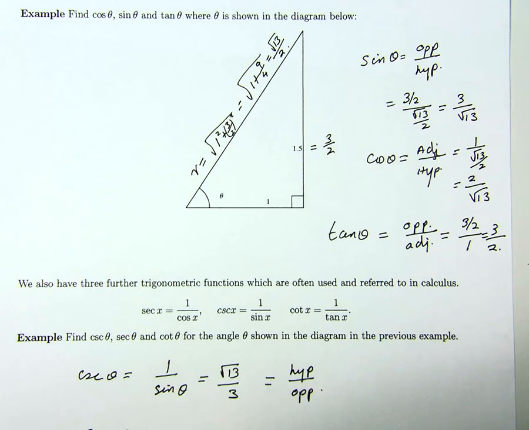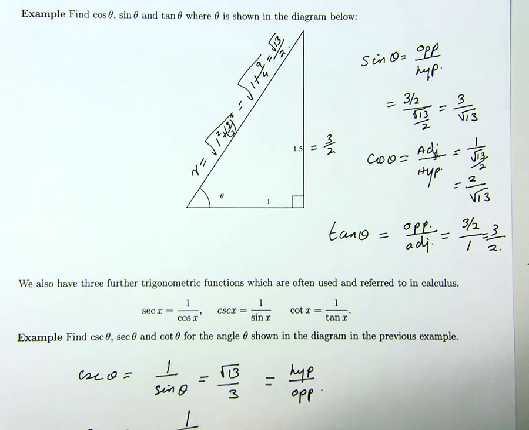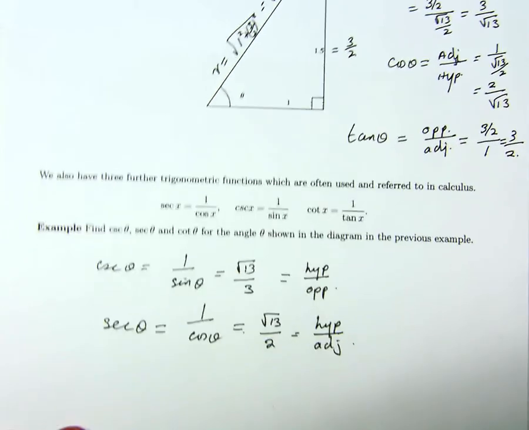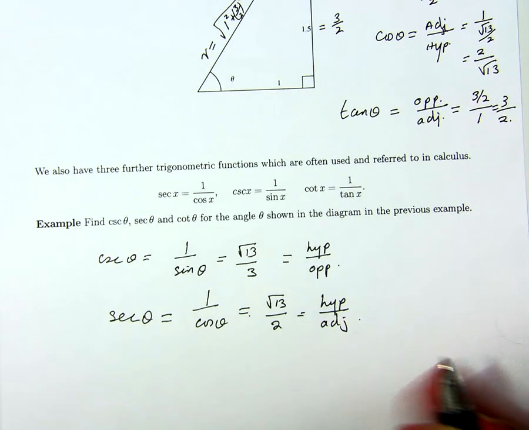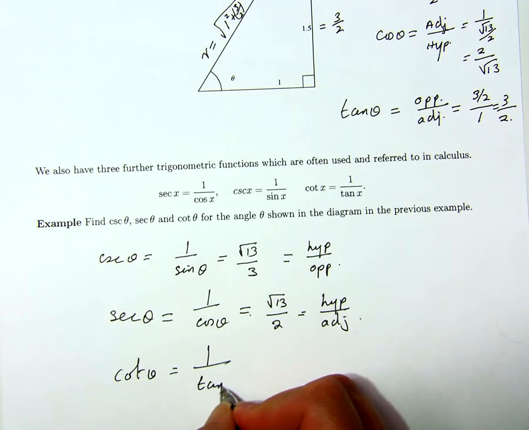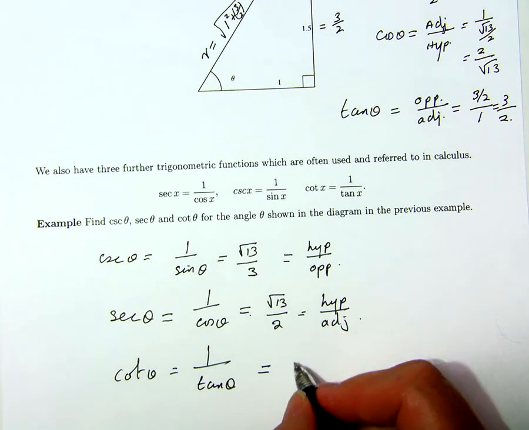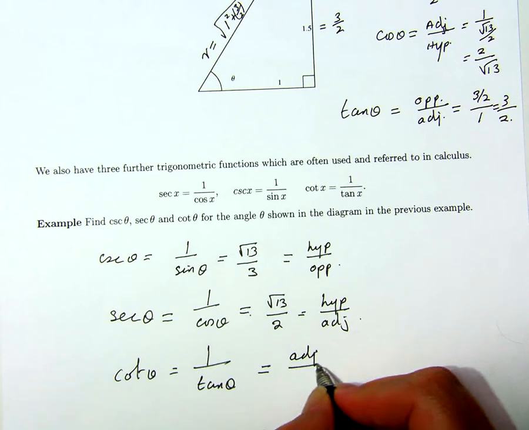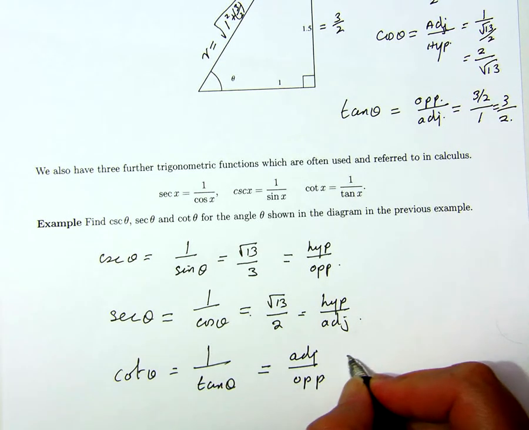Secant of theta is 1 over cosine of theta, and we had cosine of theta here is 2 over the square root of 13, so that's the square root of 13 over 2, and that's the hypotenuse over the adjacent, pardon me, and cotangent of theta is 1 over tangent of theta, which is the adjacent over the opposite, and it's 2 over 3.